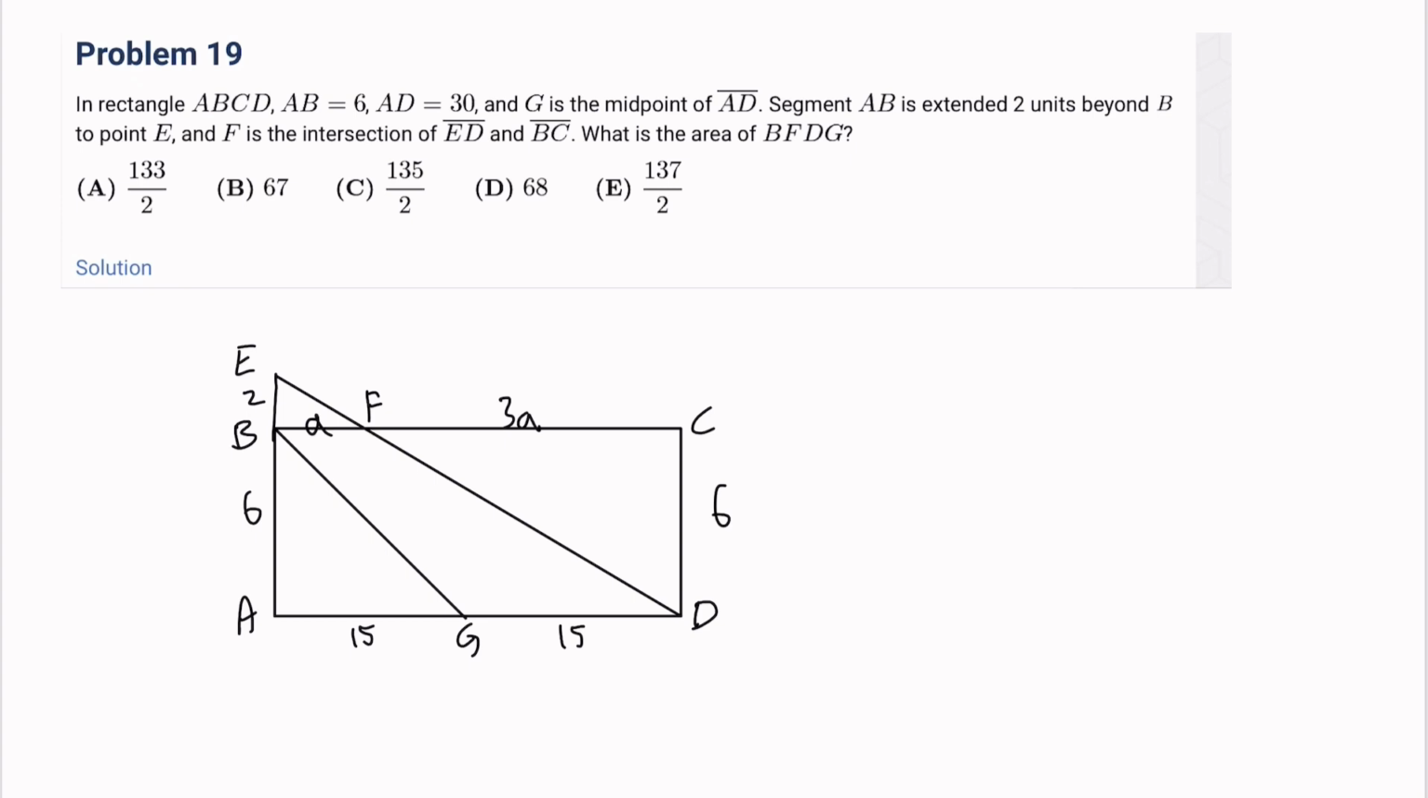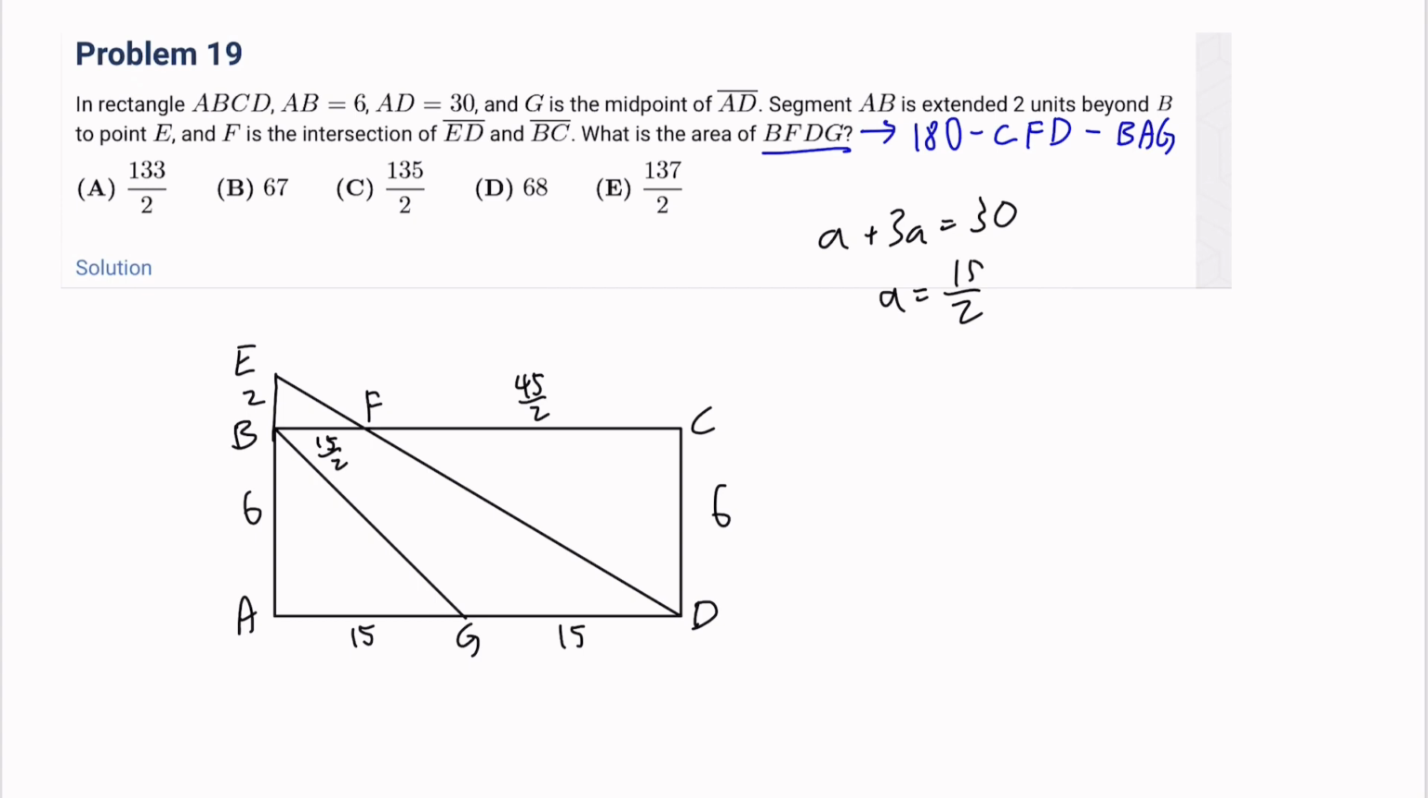But then we know that the whole thing is 30, so A plus 3A equals 30, A equals 15 over 2, right? And so BF will be 15 over 2, and FC will be 15 over 2 times 3, so this is 45 over 2, right? And then BFDG, that's what we want. So let's just write up how to get BFDG. It's ABCD, which is 6 times 30, which is 180, minus CFD minus BAG, right?